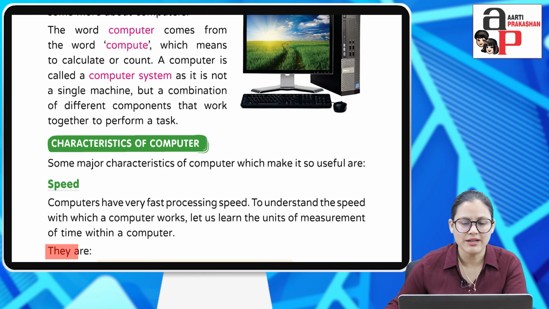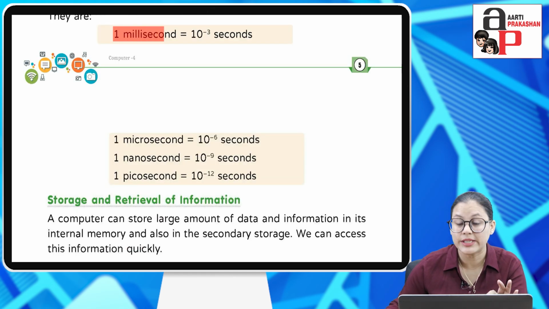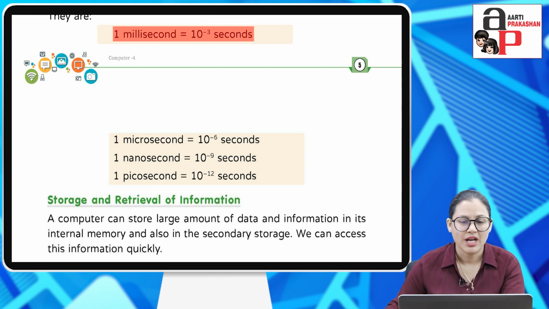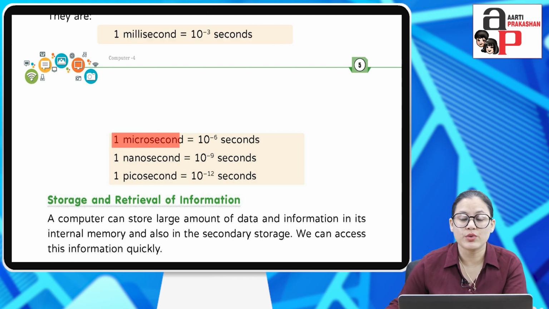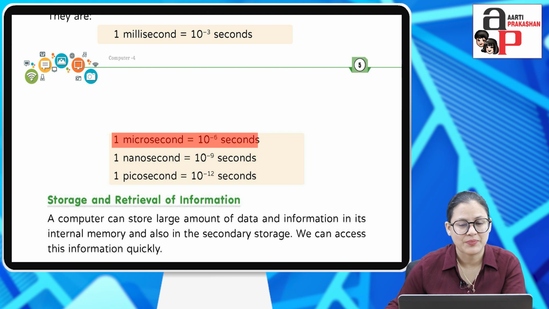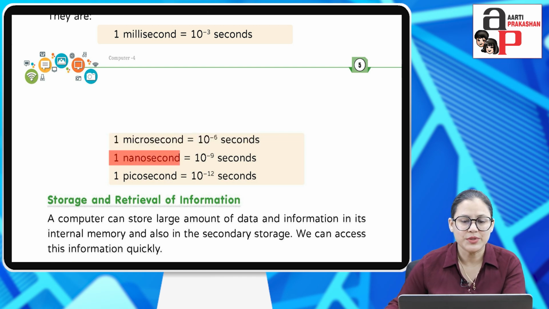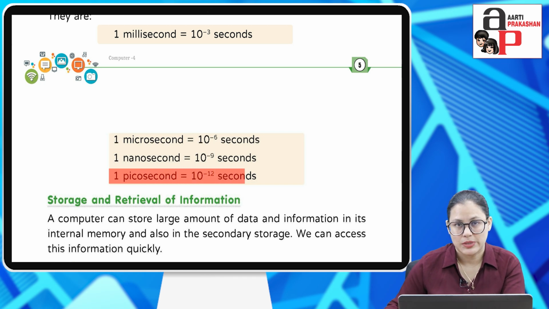1 millisecond is equal to 10 raised to the power minus 3 seconds. 1 microsecond is equal to 10 raised to the power minus 6 seconds. 1 nanosecond is equal to 10 raised to the power minus 9 seconds, and 1 picosecond is equal to 10 raised to the power minus 12 seconds.